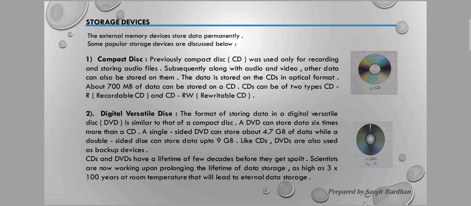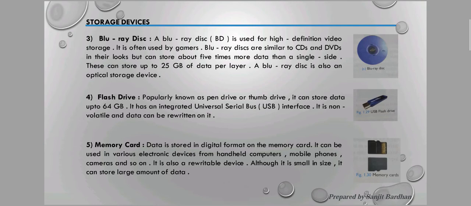Okay. Next is Blu-ray discs. A Blu-ray disc is used for high definition video storage. It is often used by gamers. Blu-ray discs are similar to CDs and DVDs. That means a CD has 700 MB storage capacity, a DVD has 4.7 GB up to 9 GB, and Blu-ray discs can store data up to 25 GB. These all three devices are similar devices: CD, DVD and Blu-ray discs.